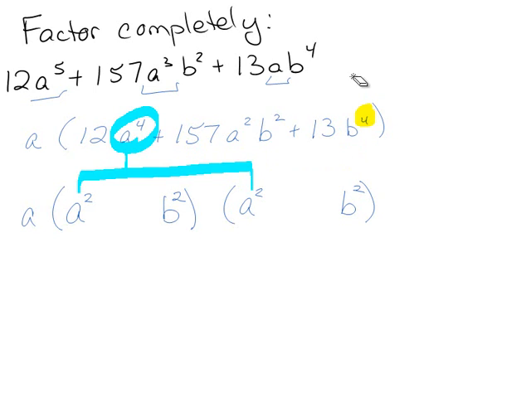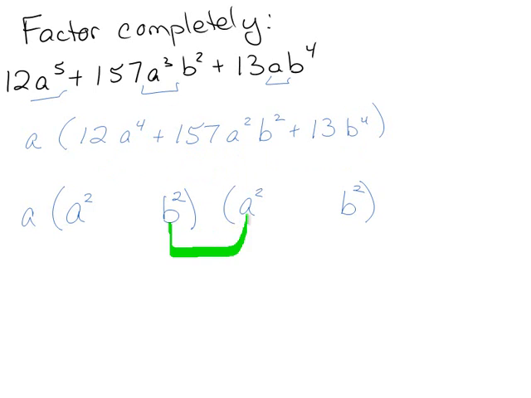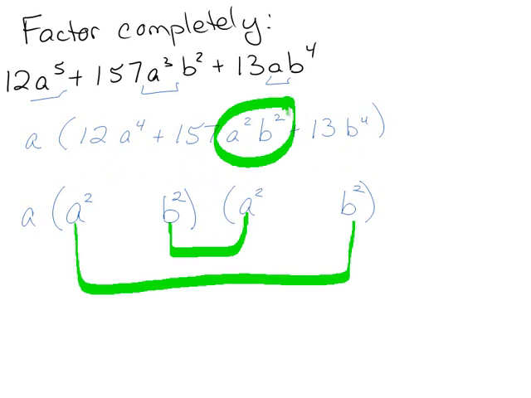Now, I know I did this right because if I do my inner terms, the inner term gives me a squared b squared, and the outer term gives me a squared b squared, which is my middle term there. So I've actually got those right. So that's fun.